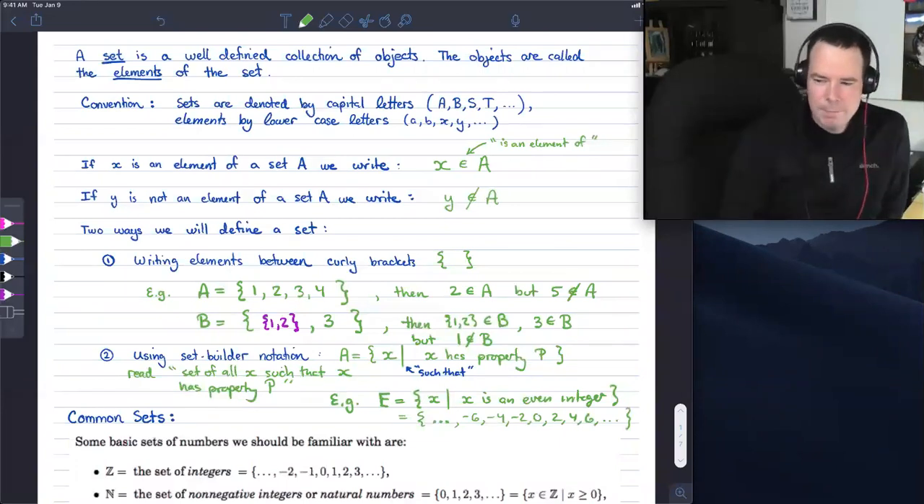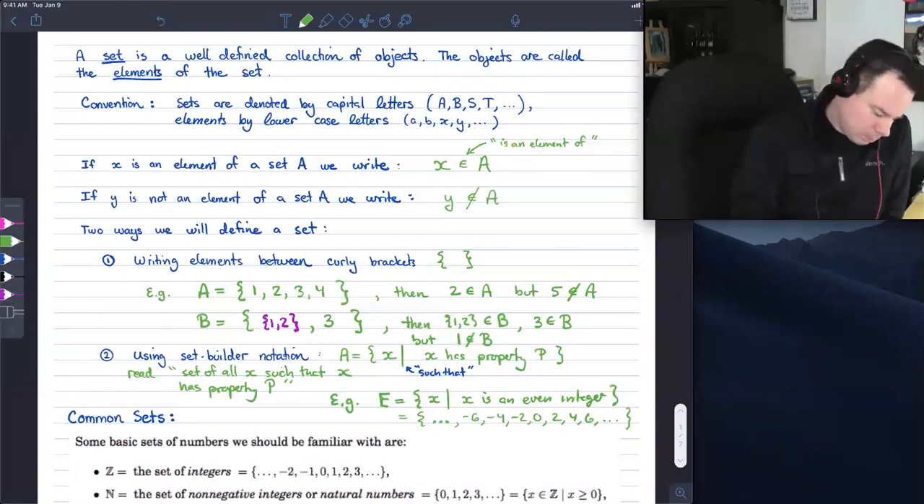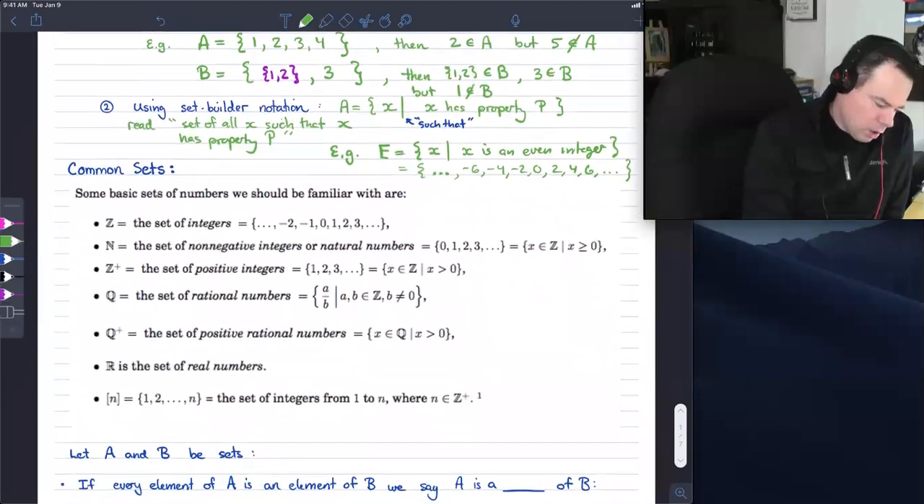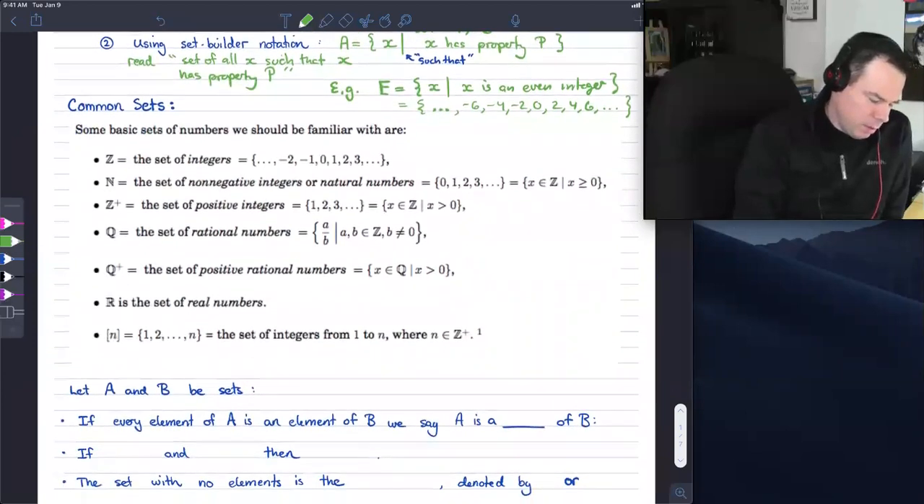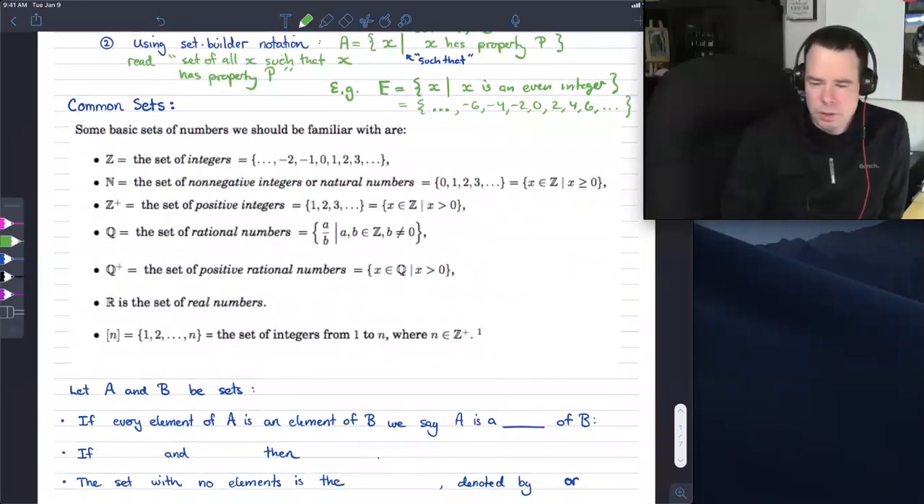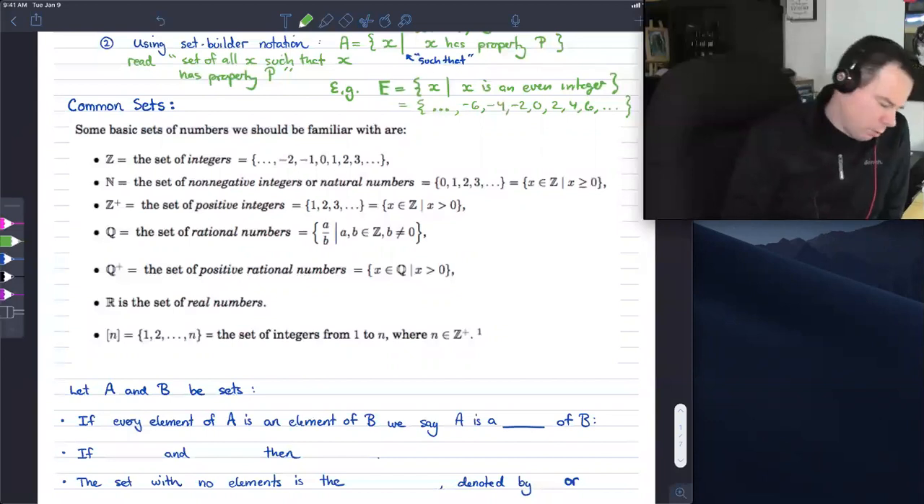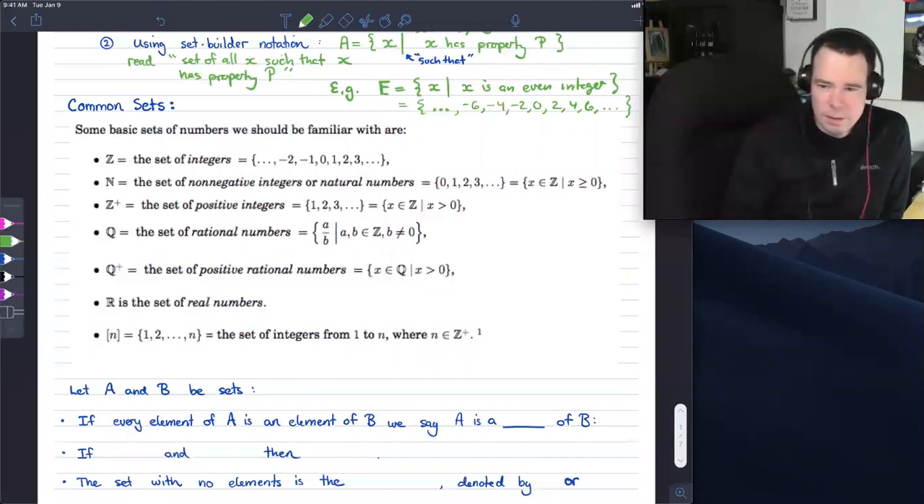Okay, so that's set builder notation. Some of the common sets that we're going to be encountering in this course are the following. The integers, which we denote by capital Z. And the one thing to note about that capital Z, in fact, all of these special letters that denote sets, is that they all have some doubling up somewhere.